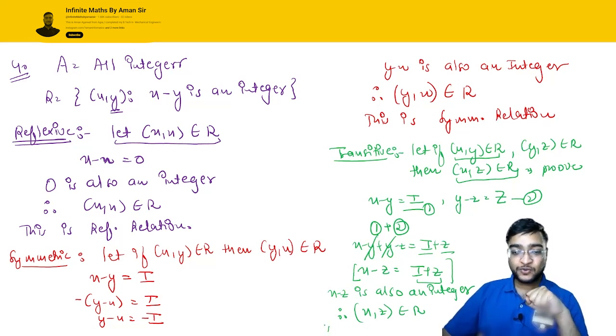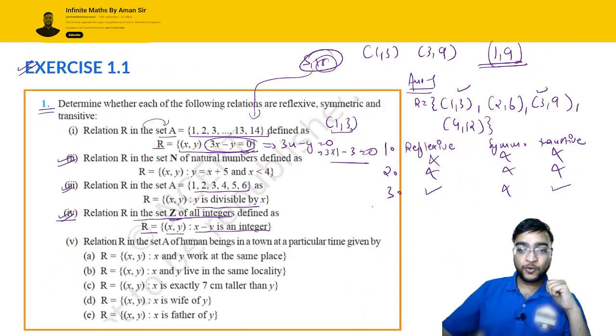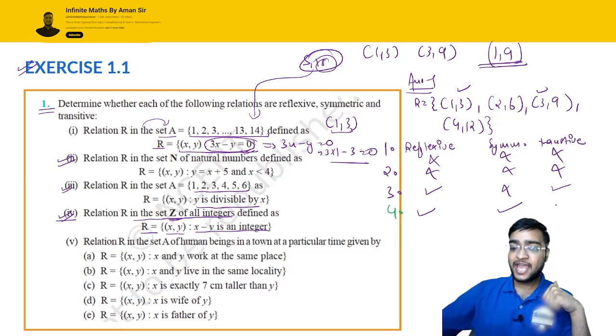Okay sir, this is something good. So is this transitive? You can say this is a transitive relation here. So in this question, the fourth one is actually reflexive, symmetric and transitive.